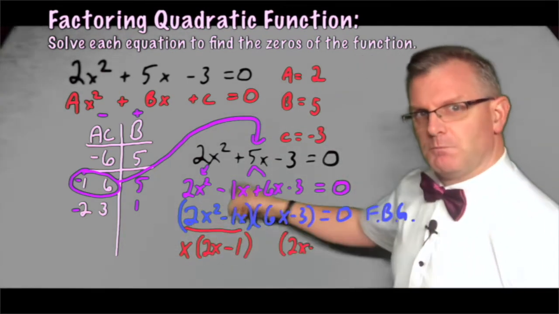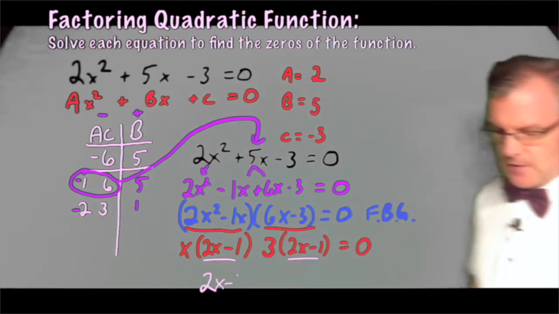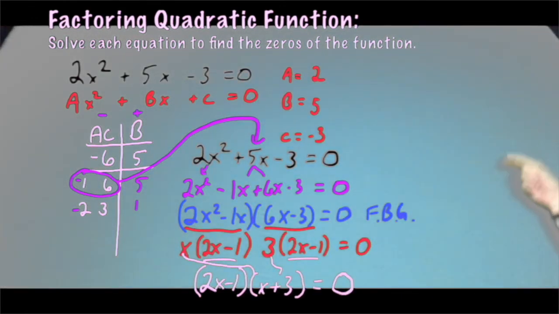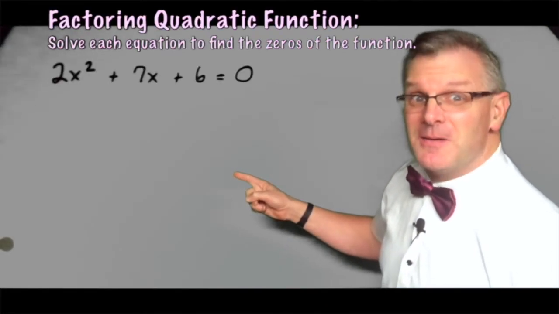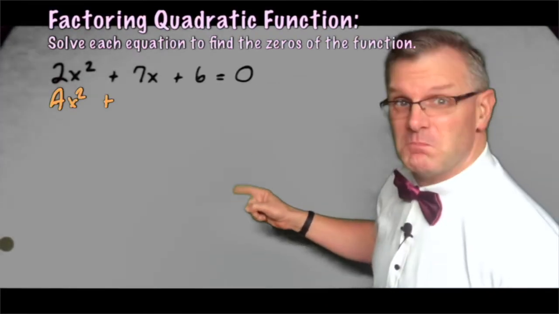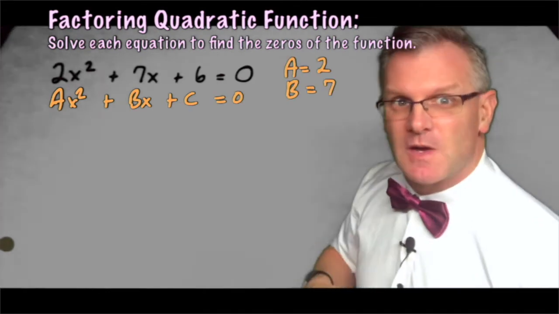Make a match, pull out the common factor, and then we're going to go ahead and set each piece equal to 0. And we have our zeros coming in at 1/2 and negative 3. A isn't 1 anymore, is it? Are you scared? Don't be. I'm going to show you how to fix this.